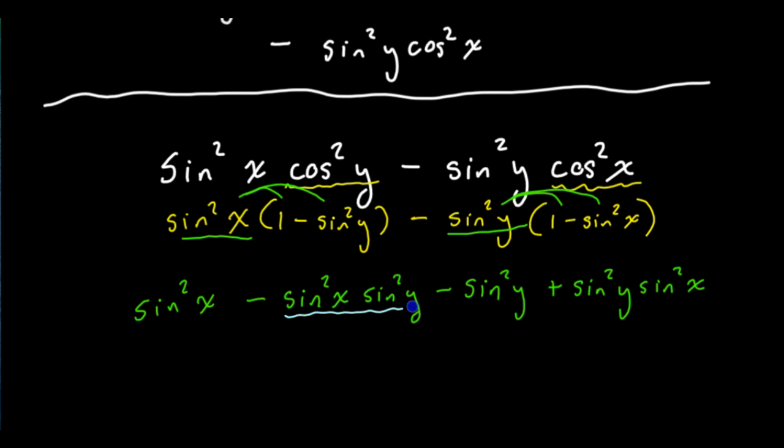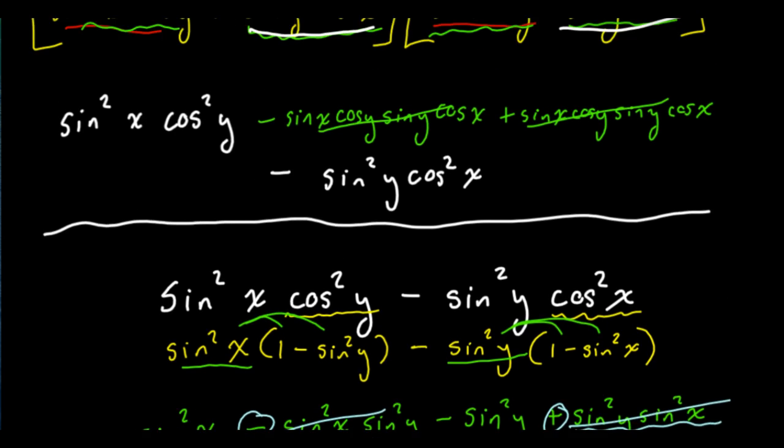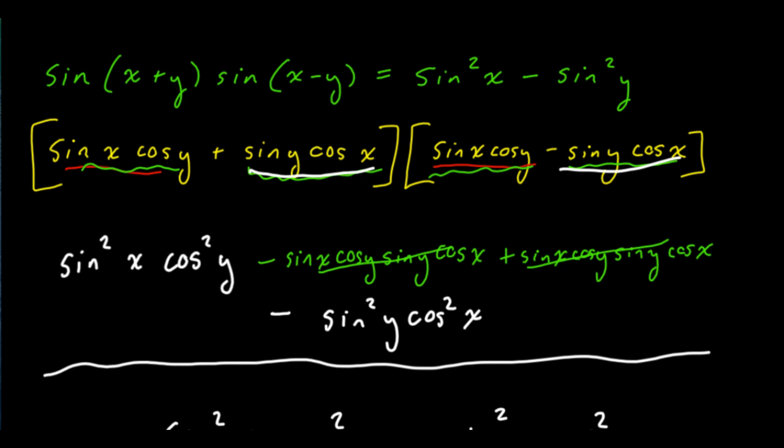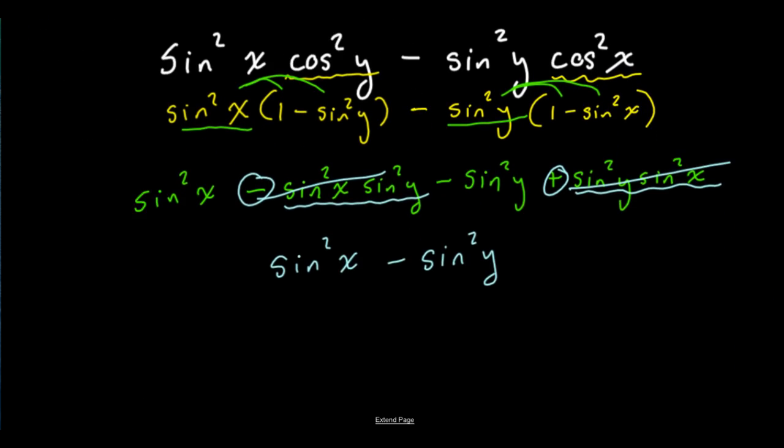We've got sine squared x sine squared y, and we can flip those orders. That's like 2 times 3 equals 3 times 2. One's positive, one's negative. It's the same term, so they're going to cancel each other out. And we are left with our final piece, sine squared x minus sine squared y. And we are done. I think that's what we were trying to prove, right? We were trying to get all of that to equal sine squared x minus sine squared y, which we accomplished.